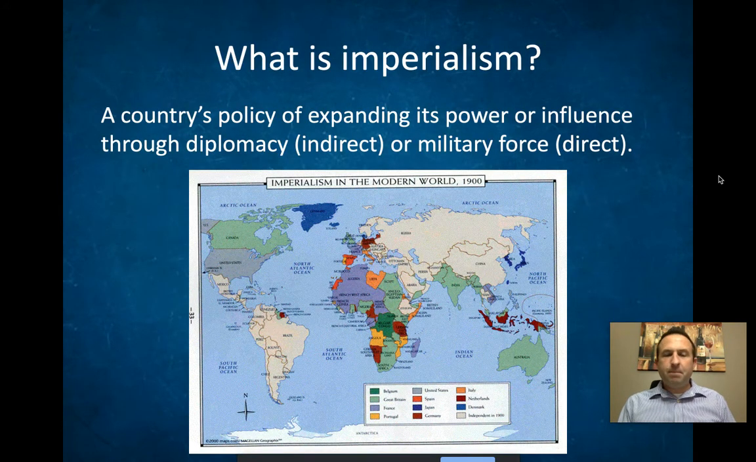So what is imperialism? Well, simply put, it is a country's policy of expanding its power or influence through diplomacy, indirectly, or military force directly. Let me add to that also economically. So it can also be culturally. So you can do diplomatic, you can do economic, you can do cultural, or you can do direct military force. But the point of imperialism is to expand and control.